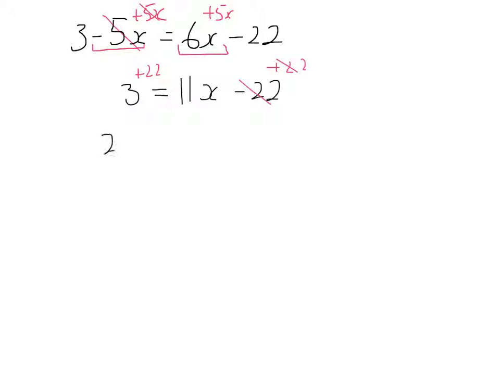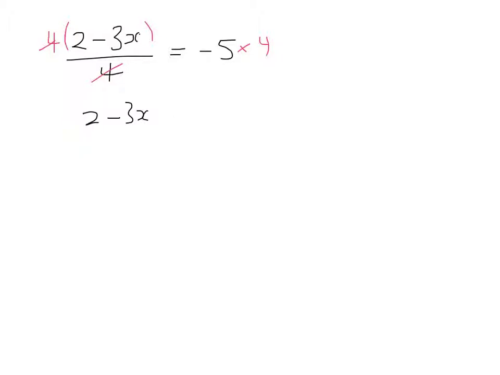Leaves us with 25 is equal to 11x, and the final step that we have is to divide both sides by 11. Now the 11s will cancel down, which will give us x is equal to 25 over 11. And that's the answer for that. We've left it as an improper fraction, and that's probably good enough.